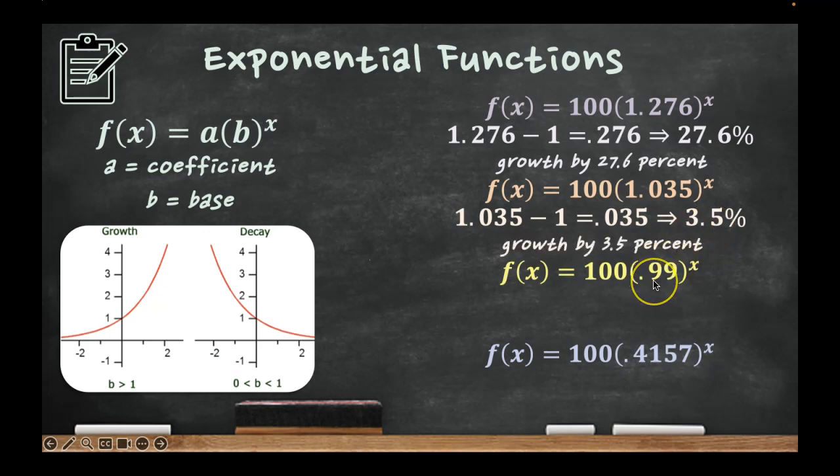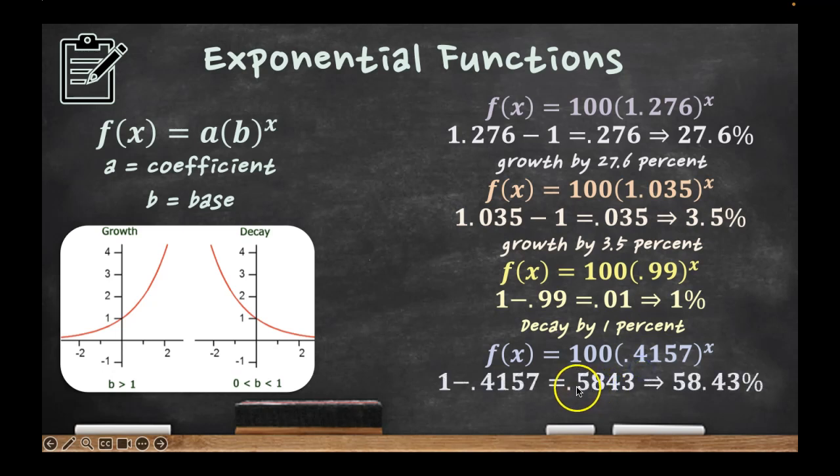Now 0.99, you might think it looks like it has to be decaying by 1% or 99%. Which one is it? Take 1 minus 0.99, you get 0.01, and move the decimal to the right twice, and you get 1%. So decay by 1%. And the last one is decay, so we take 1 minus that base, and we should get 0.5843. Move the decimal to the right twice, and you get decaying of 58.43%.